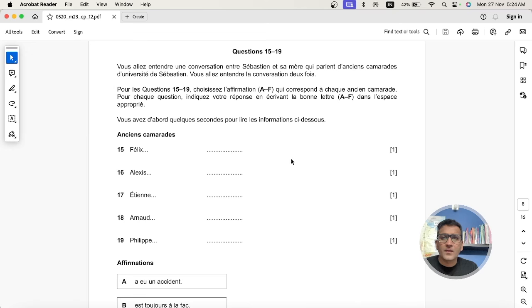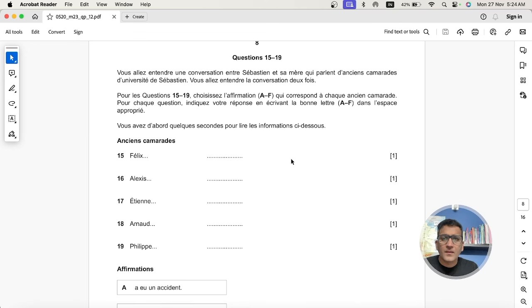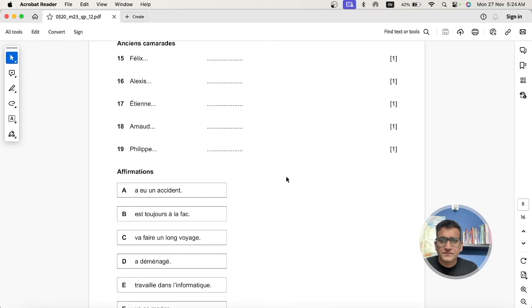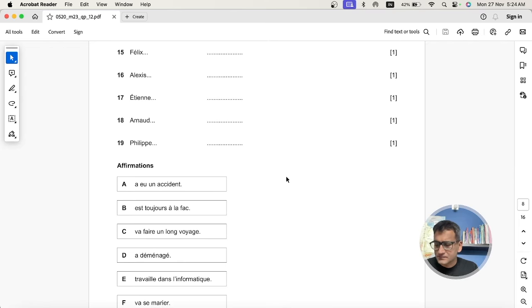Au fait, Sébastien, as-tu des nouvelles des camarades qui étaient à l'université avec toi? J'aimais beaucoup Félix. Oui, j'ai eu un message de Félix récemment. Il a vendu son appartement à Paris.